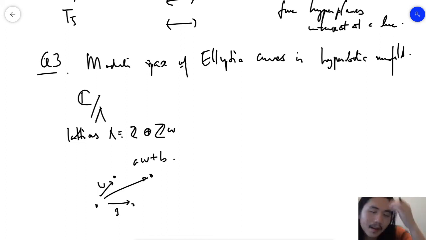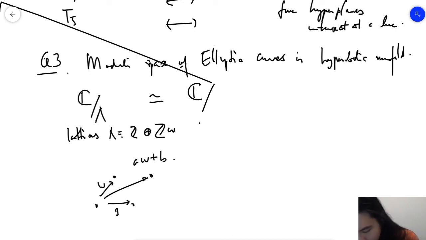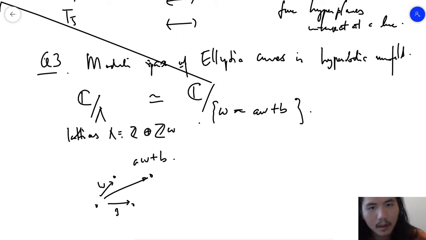So in other words, elliptic curves are parameterized by points omega, but with the condition that two points are equal if they can be written of this form. That's the first one, and the other one, since the lattice should also be of finite size.